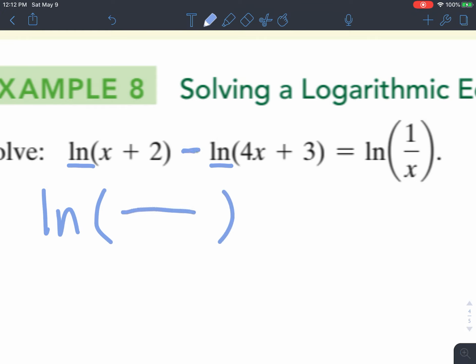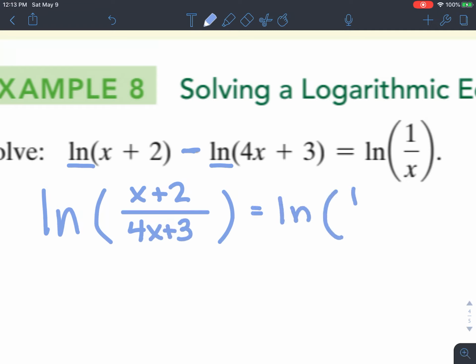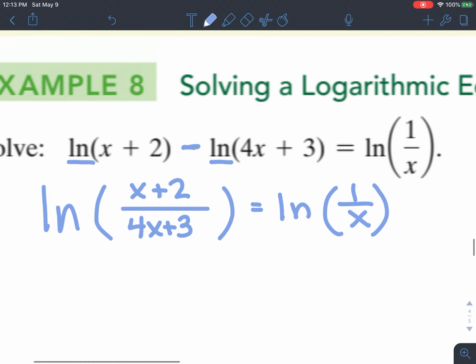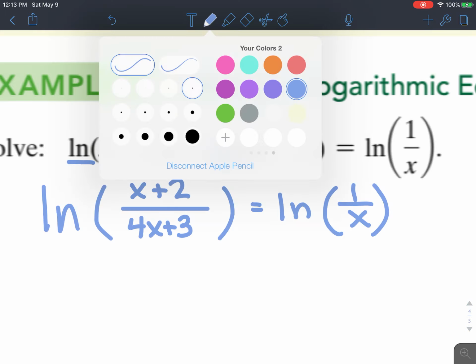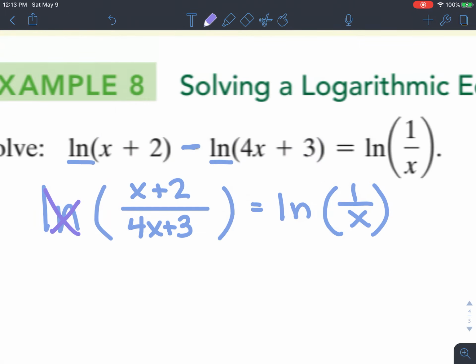This is a minus, which means this is going to be division. The top will be x plus 2. The bottom will be 4x plus 3. There's nothing we can do with the right side because that's just a single log already. So now I have ln of something equals ln of something else, so I can just get rid of the ln's now. I don't need them.